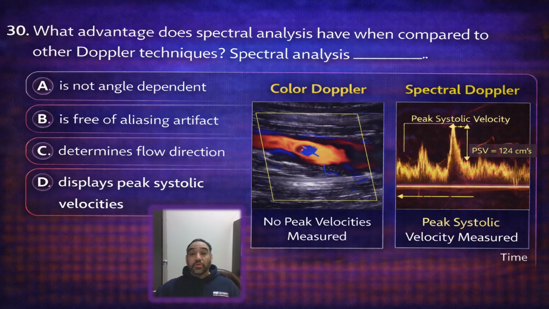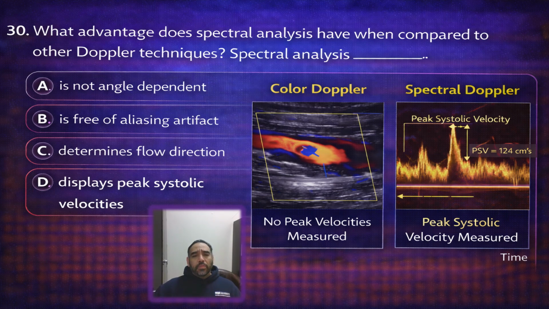Let's talk about why the other answers are not the best choices, right? So A says is not angle dependent. Well, all Doppler techniques are angle dependent. So spectral Doppler uses the same formula, right? F sub D is equal to 2 F sub naught times V cosine theta, all divided by C. Or if you rearrange that for velocity, velocity is equal to F sub D times C divided by 2 times F sub naught cosine theta. So the angle definitely matters just by the equation alone. And as I repeated before, remember this equation, memorize that equation.